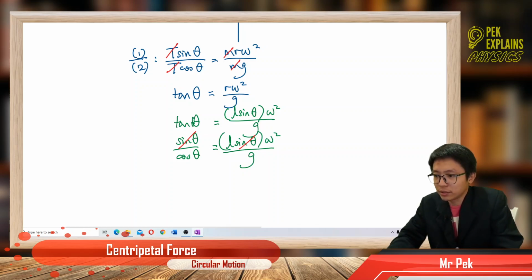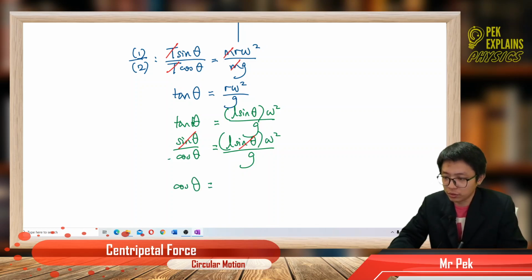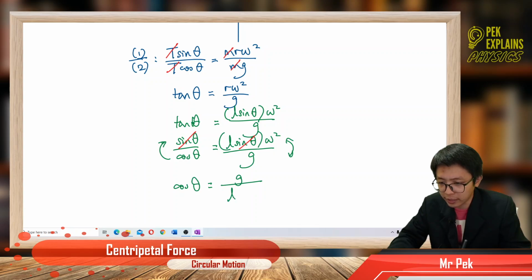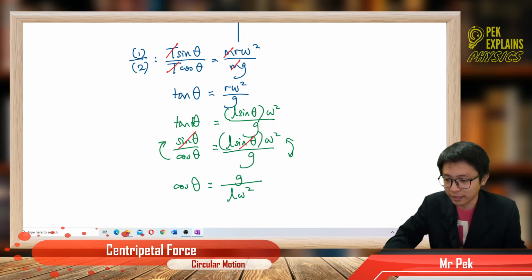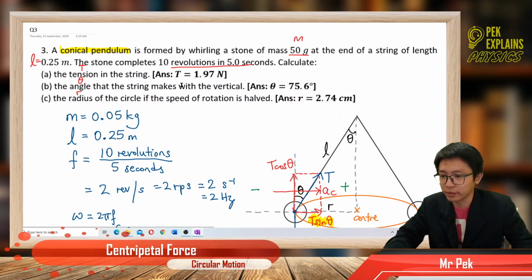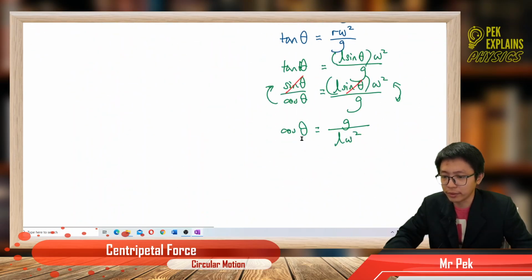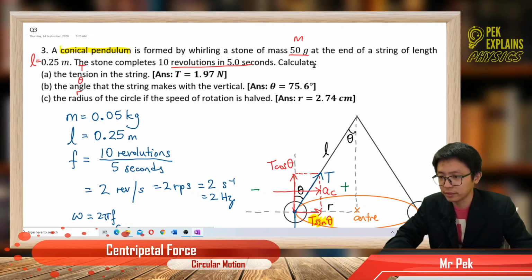So let's continue. So cos theta goes upward, so this one also interchanges. It becomes g on top and then over L omega square. That's it. Now we have all the values. We have L, and we have g. The g value is 9.81, as it didn't specify.